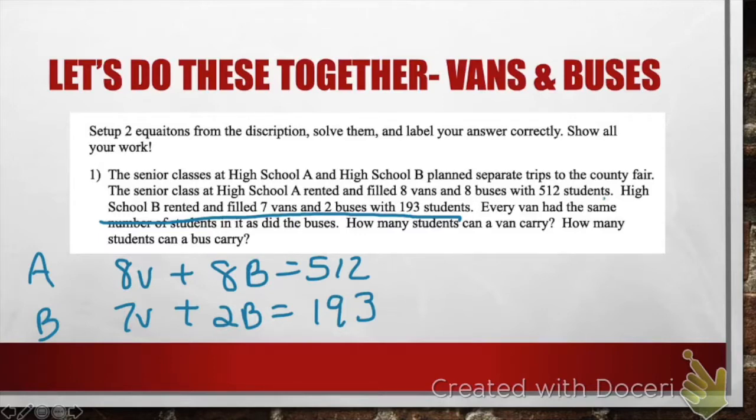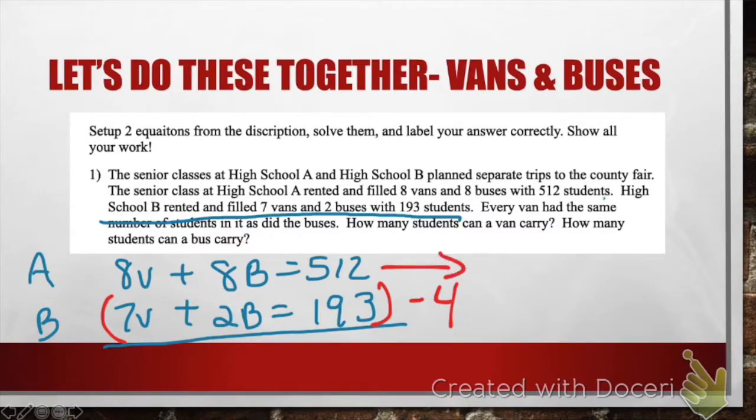Now at this point, we cannot add them because we don't have 2 coefficients that are the same number but the opposite sign. So we're going to have to multiply one of them, and I'm going to multiply this one over here by -4 so that my b's will cancel right there.